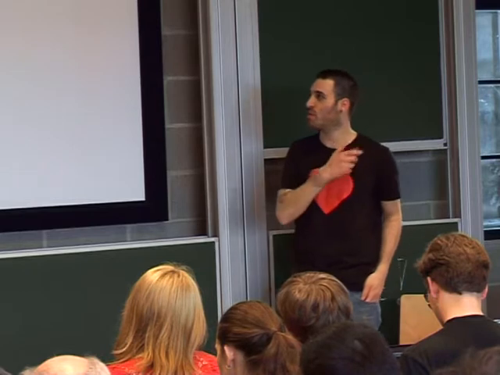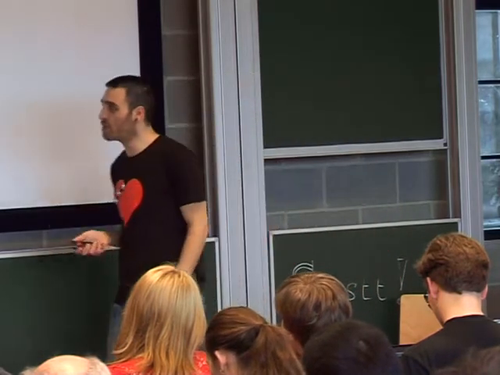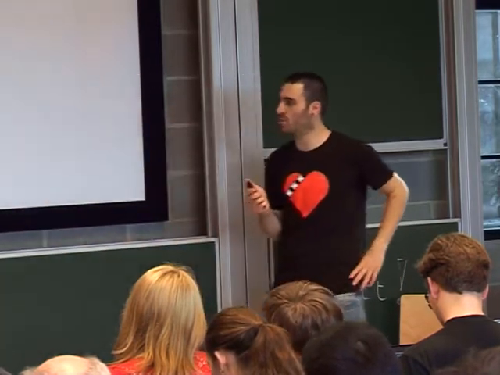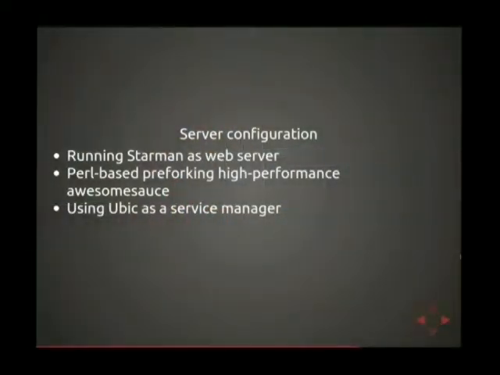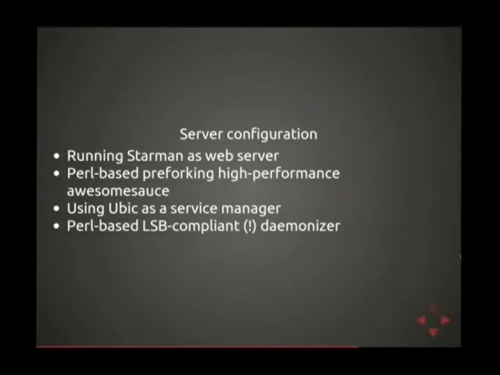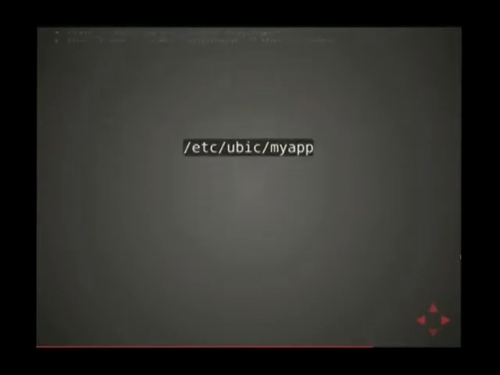And now hooking up to the web server. I'm running Starman as a web server, which is a Perl-based preforking, high performance, awesome sauce. I'm using Ubic as a service manager. It came from Yandex. It's really, really, really nice. And it's a Perl-based LSB compliant, because every other daemon that you ever wrote sucks. And this one is the only one that provides you automatically with a service manager and daemons that are LSB compliant, very simple to use.